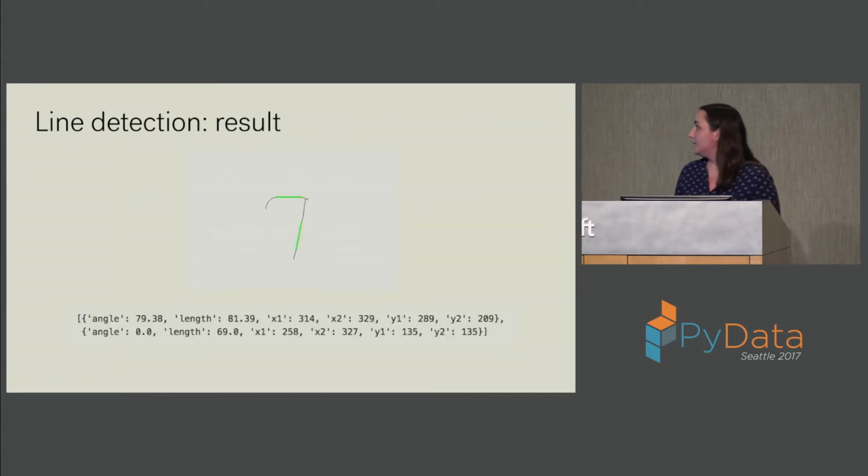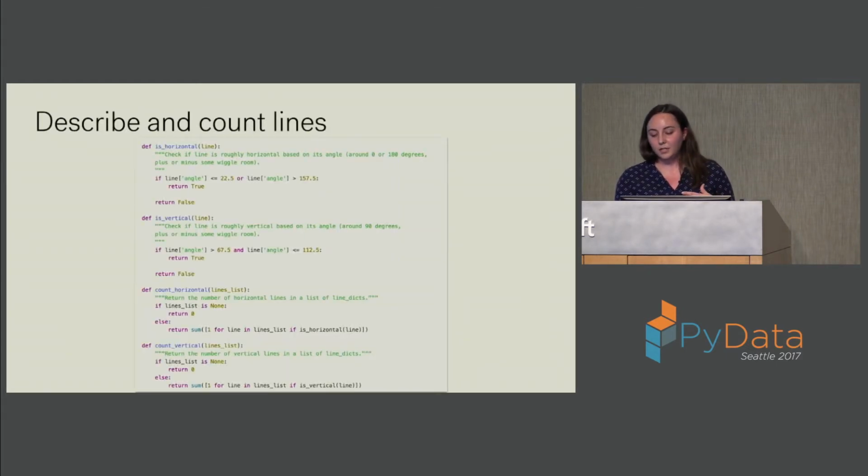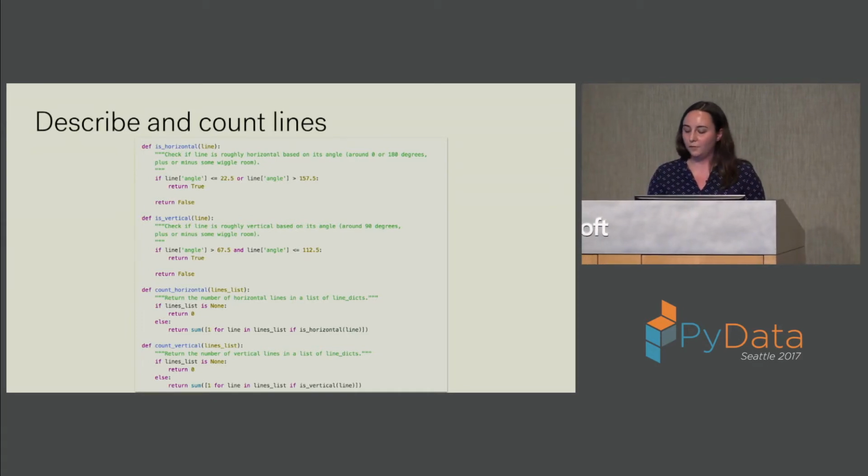So here's the result. You can see the detected lines, the filtered detected lines overlaid in green, and the dictionary representations at the bottom. And now that I've done that for all my images, it's really easy to count stuff about them. And this can start to become features that I use later. So right here, I'm counting how many are horizontal and how many are vertical within a certain amount of wiggle room.